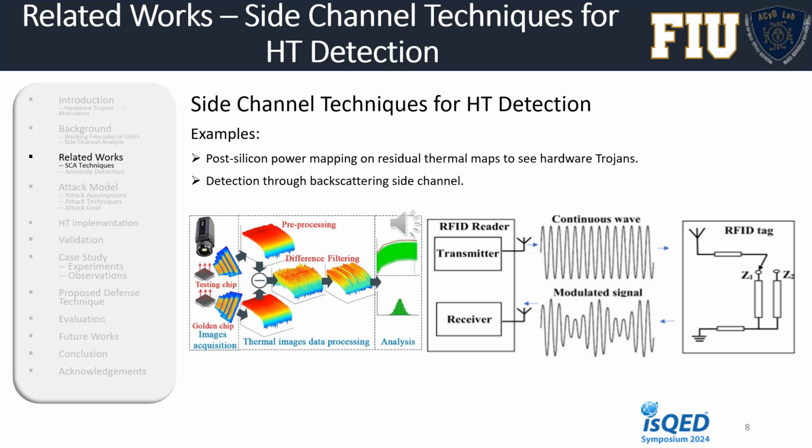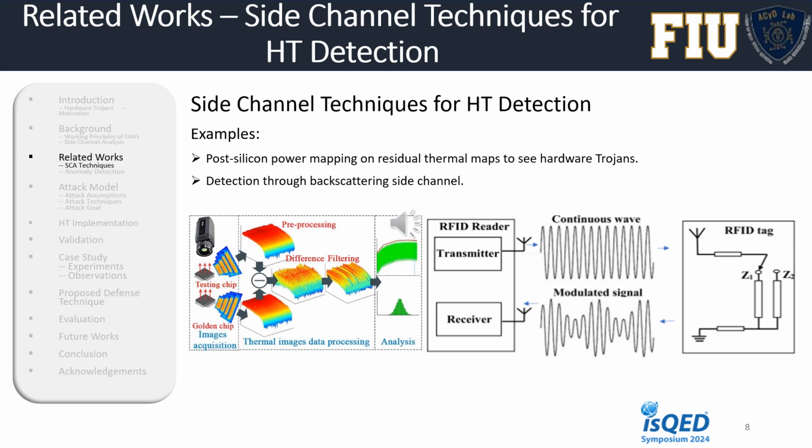The first step is image acquisition, so we would use some type of device to gather thermal maps from the chips while they're in operation. We would then perform data processing on the thermal images using pre-processing and difference filtering. We would basically get the difference, and then we would perform our analysis based on those differences.